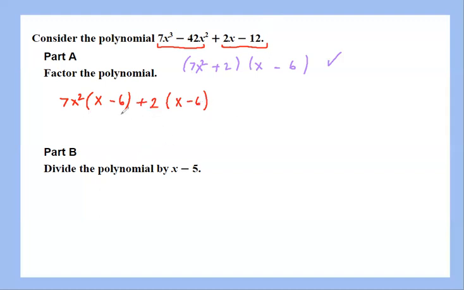And now we have x minus 6 and then x minus 6, right? So I can pull this one and this one out as a common factor. If I pull this as a factor, I will have 7x squared and then plus this number, which is 2.